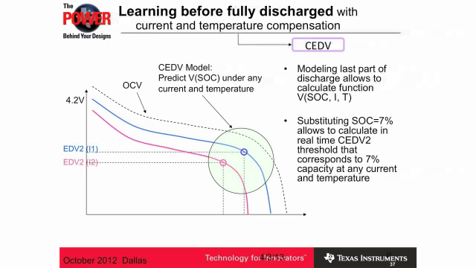We have a model, let's call it a black box, called CEDV. It is a formula that calculates a voltage based upon the current state of charge, the current, and the temperature. So you've got this black box with three inputs and one output, right? Using this model, these EDV voltages will move up and down depending upon the conditions. Now I'm going to dive into this and show you a few details.